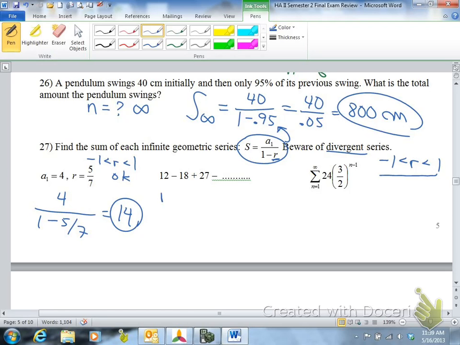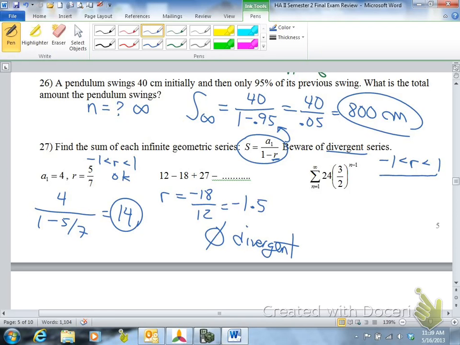The next one, we need to find R. R is -18/12, which is -1.5. This would be too big of an R. You're always going to be adding numbers that gradually get bigger and bigger, so there's no way that you can approach one single sum, because the numbers you're adding keep getting bigger, so your sum keeps getting bigger. So this is no solution, does not exist, or divergent.